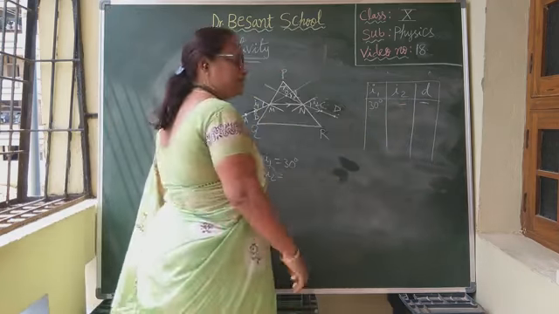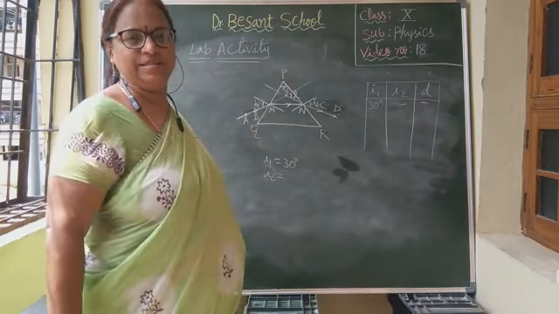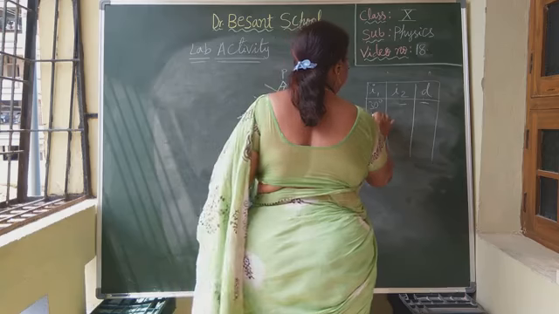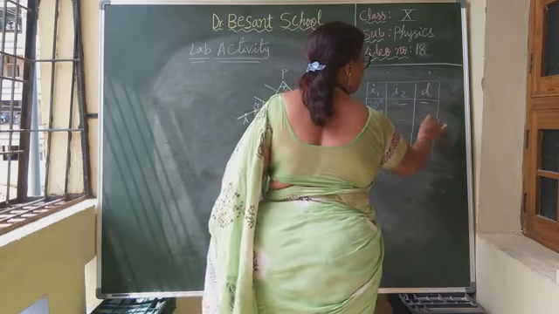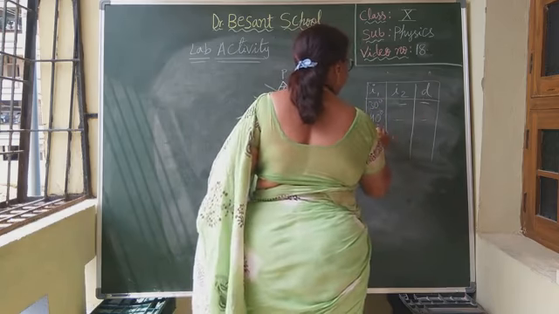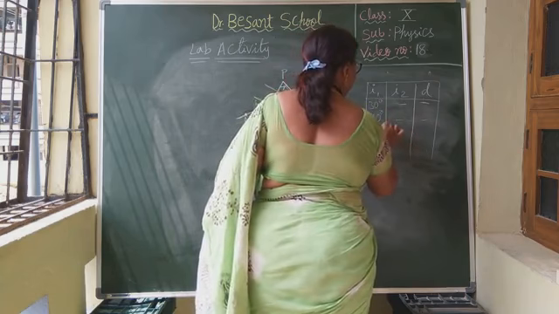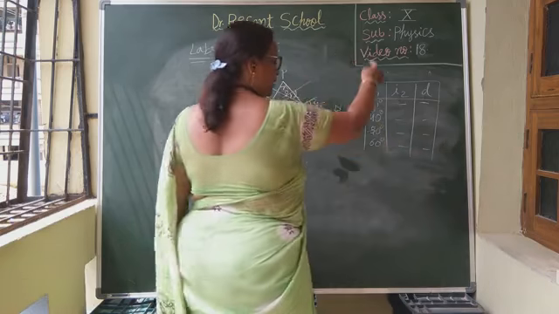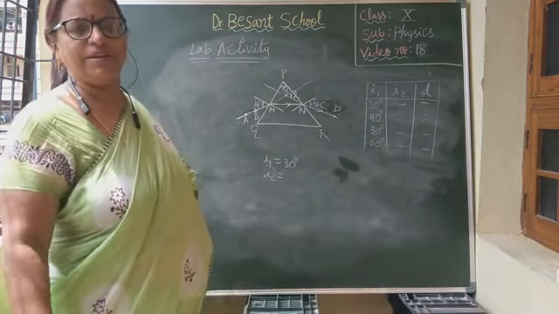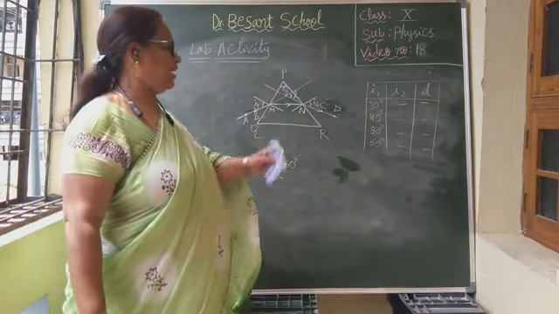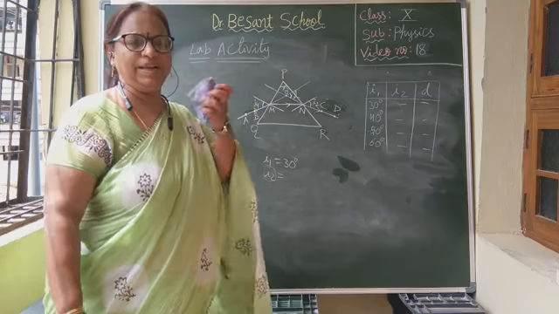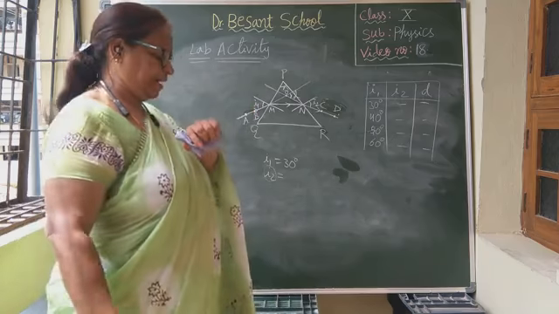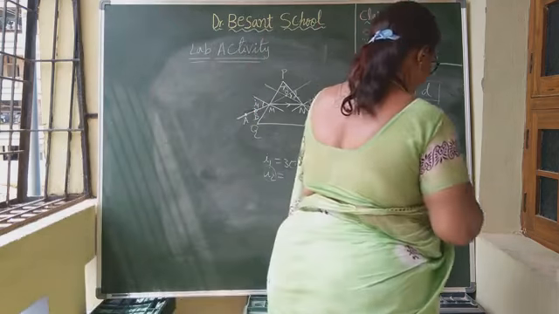Now again repeat the same activity using different angles. Next, take an angle of incidence of 40 degrees and find I2 and D. Next, take 45 degrees or 50 degrees and find I2 and D. Then 60 degrees, I2 and D. Like that we should do the lab activity to get different angles. Am I clear, children?